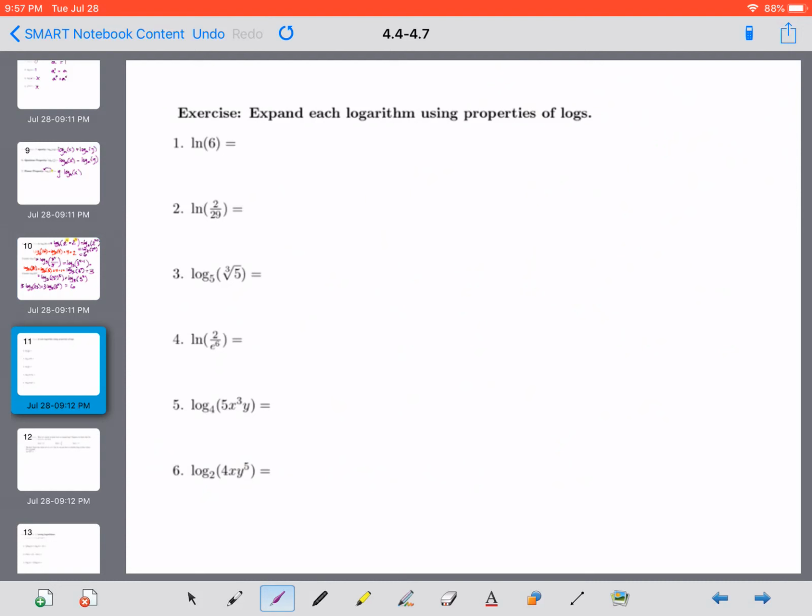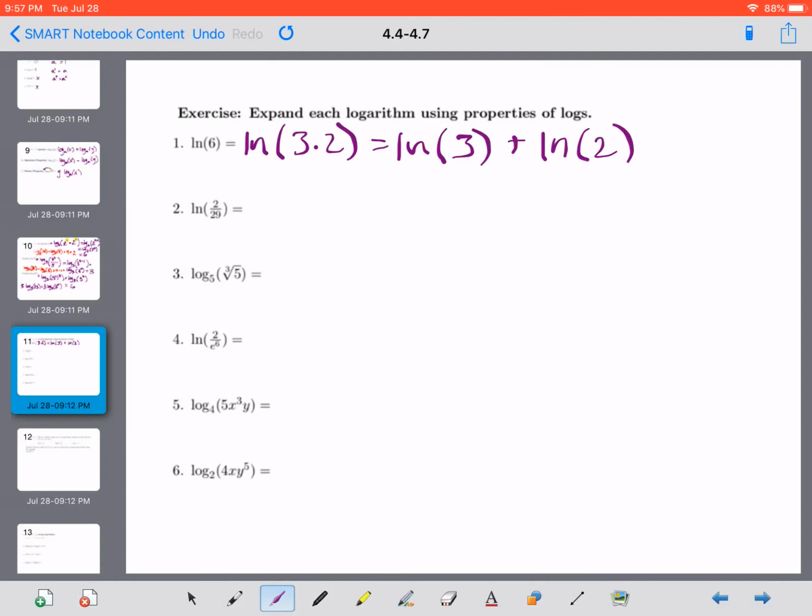There's nothing really going on in there, but I guess one thing we could do is we could rewrite 6 as a product of, say, 3 times 2. And then we could apply the product rule. Multiplication on the inside is like addition on the outside. So this is equal to ln of 3 plus ln of 2. That's one way you could rewrite it. There's other ways as well.